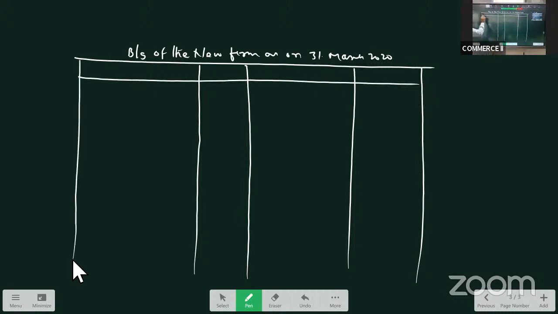This is the liability side. This is the amount. This is the assets side. This is the amount. So get ready, we are doing the balance sheet. As I said, we'll do it in the same sequence as given. What is the first item? Cash. Take cash.